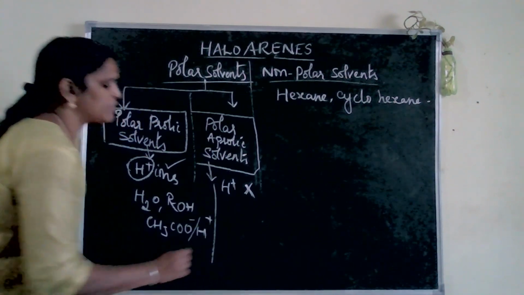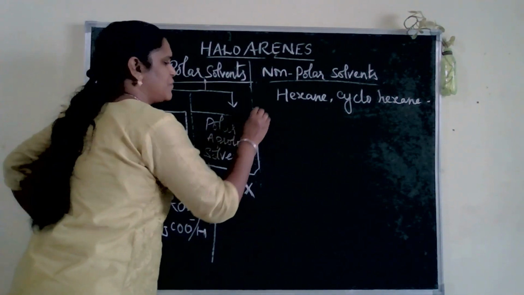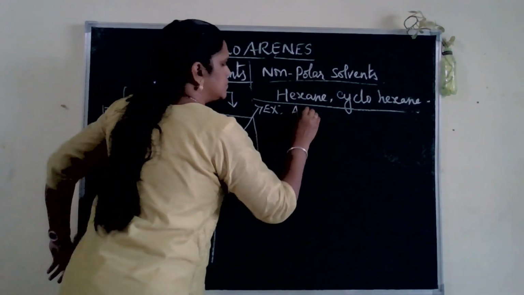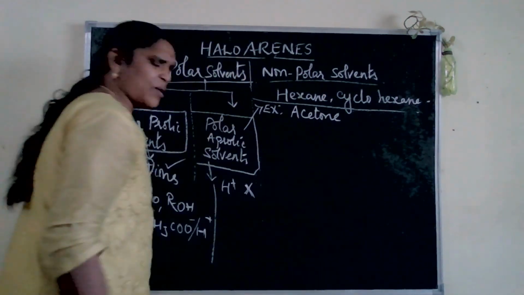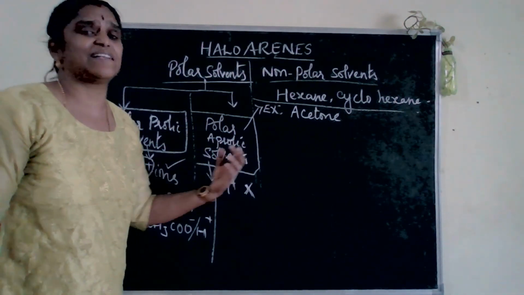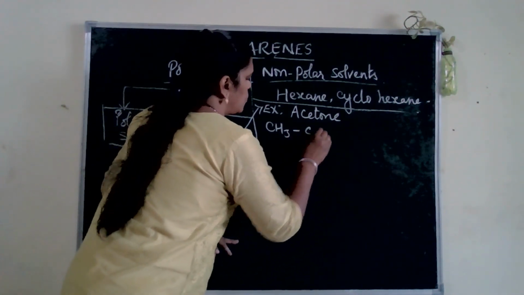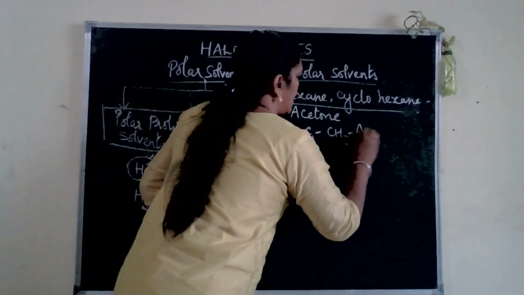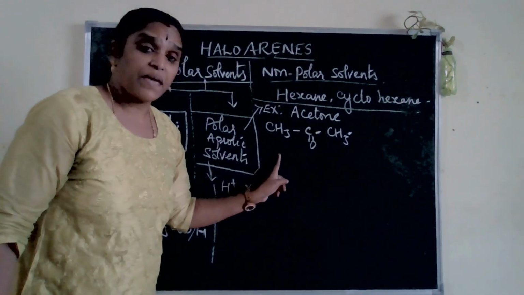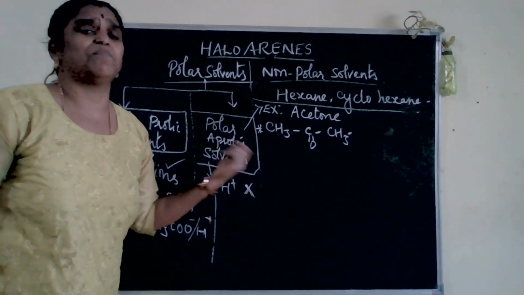Polar aprotic solvents do not give H plus ions. So what are the examples for this? Example: acetone. Generally carbonyl compounds come under polar aprotic solvents, because they do not give H plus ion. CH3, C double bond O, CH3, this is called acetone. One more name we can mention: dimethyl ketone. Okay, fine. This is the first example, because a number of questions come from this.